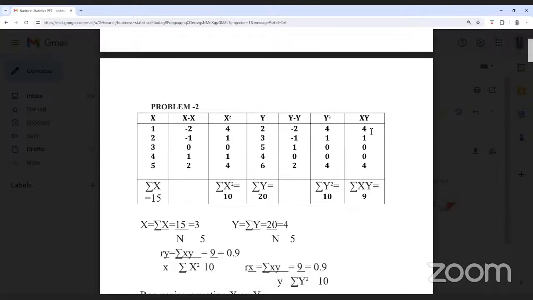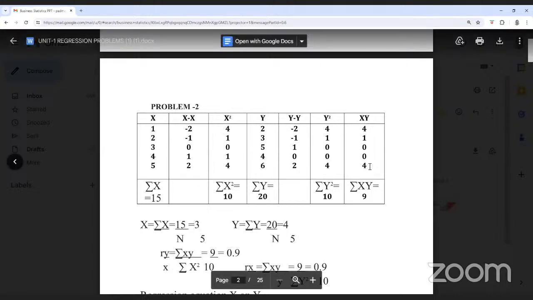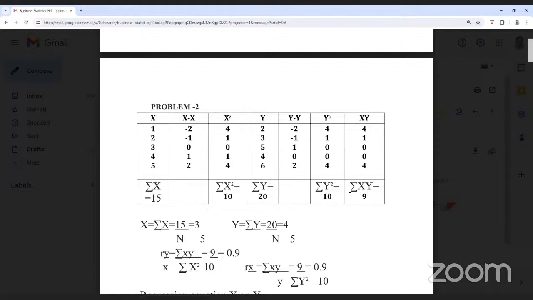2 into 2 it is a 4. 1 into 1 it is a 1. 0 into 1 it is a 0. 0 ones are 0. 1 into 0 it is a 0. 2 into 2 it is a 4. And this value it is a 9. 4 plus 1 plus 4 it is a 9.